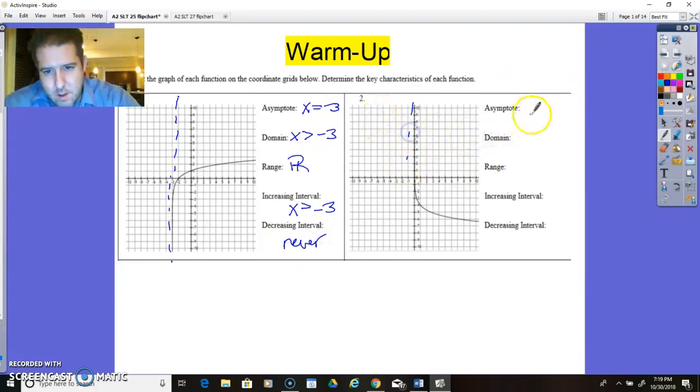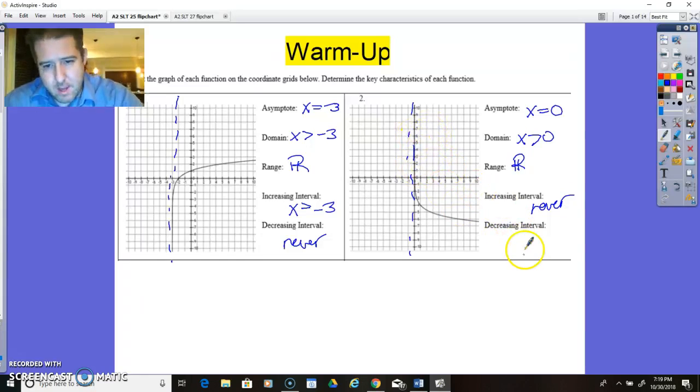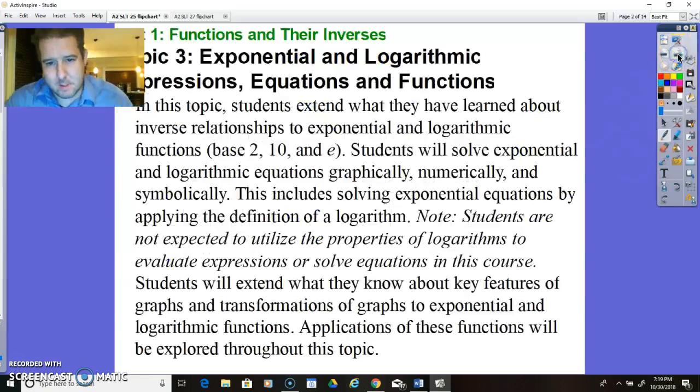This one has an asymptote of x equals 0. Its domain is everything greater than 0, and its range is all real numbers because it's going up and down infinitely. It's never increasing, and it's decreasing when x is greater than 0, during the entire domain. So during the entire time, it's going down.